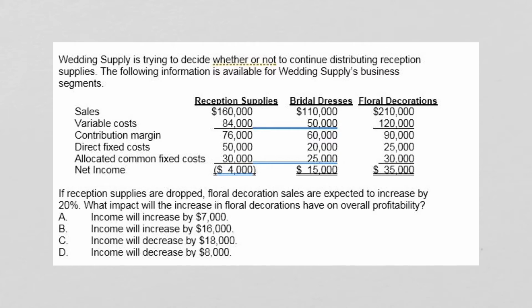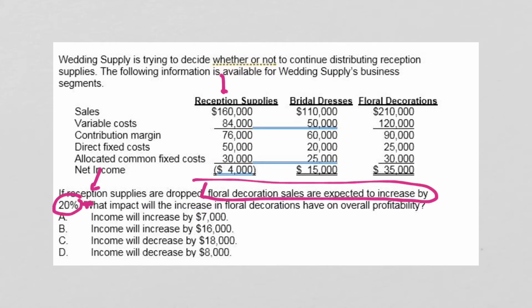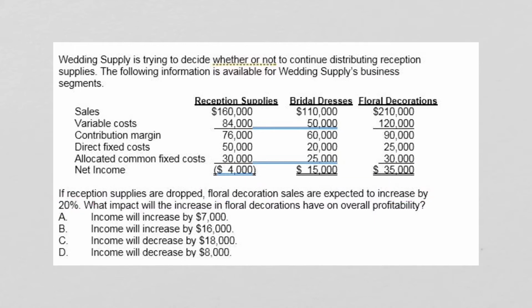And what we got here is a problem also involving contribution margins and decisions. So let's see what the problem's asking. What impact will the increase in floral have on overall profitability if reception supplies are dropped and the floral increases by 20%? That's the assumption. So what you do here is you simply just do the math. There's a way to do it by just looking at the relevant costs. I do it the hard way, which is the longer way, by looking at just the broad strokes.